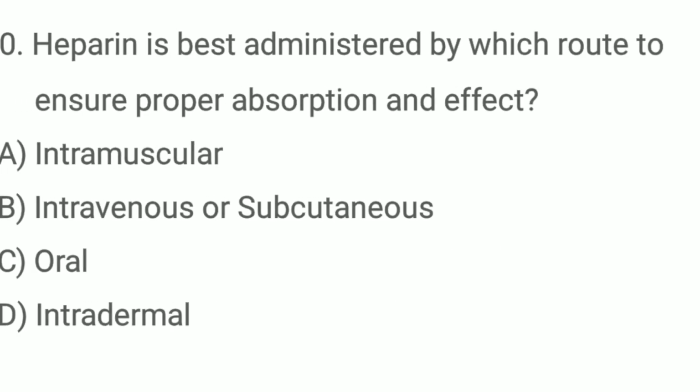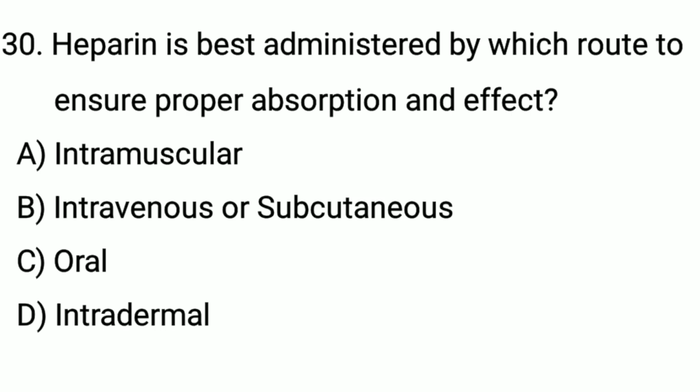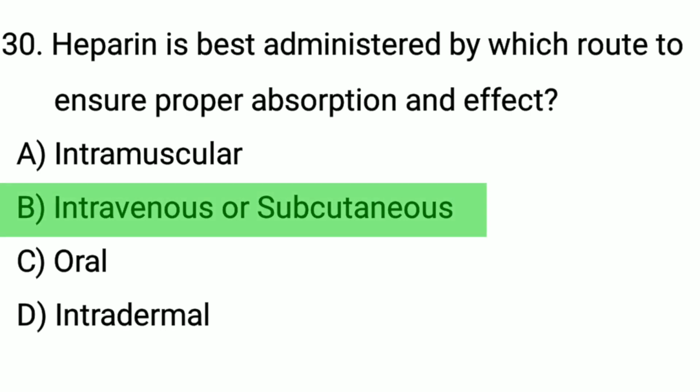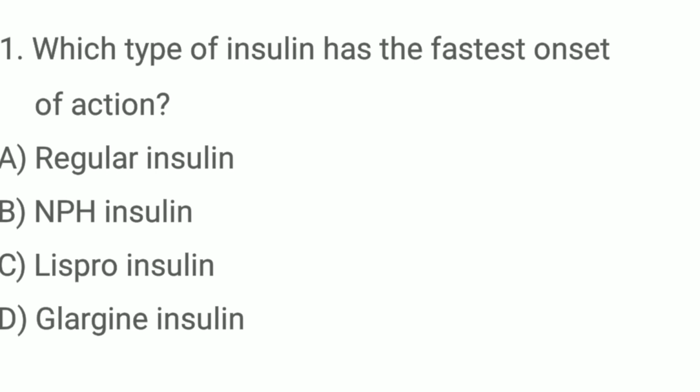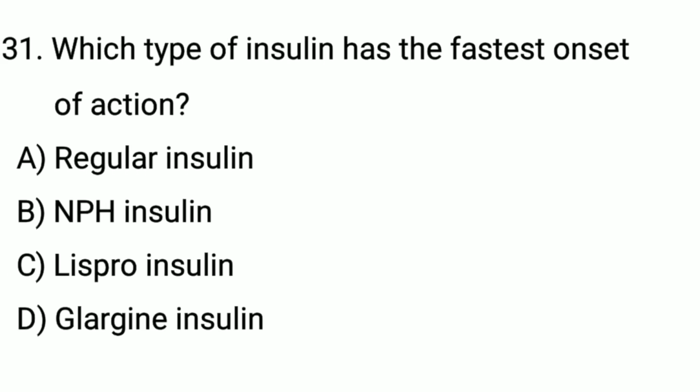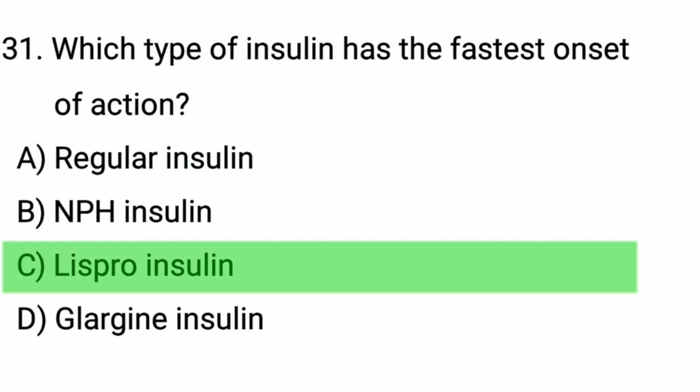Question number 30. Heparin is best administered by which route to ensure proper absorption and effect? The right option is option B, intravenous or subcutaneous. Question number 31. Which type of insulin has the fastest onset of action? The right option is option C, Lispro insulin.